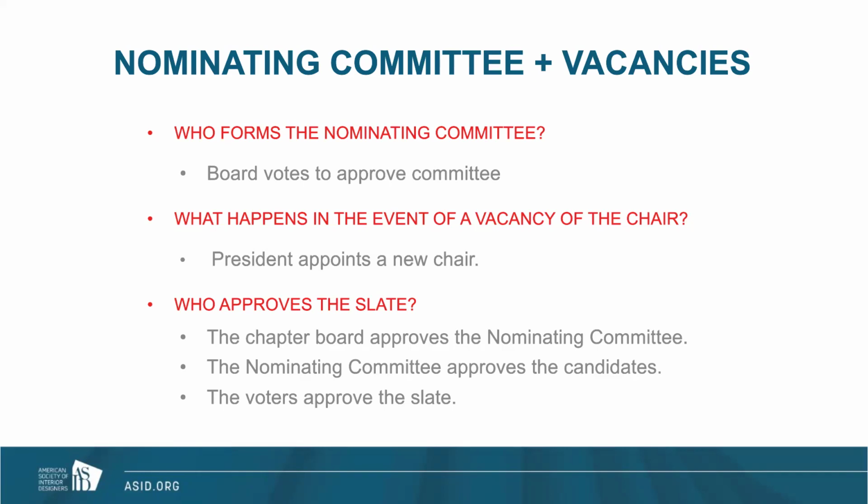Another common question is related to slate and election approvals. The election process is set up to maintain election integrity, and the division of duties is broken down as follows. The chapter board approves the nominating committee, the nominating committee approves the candidates, and finally, the voters approve the slate.